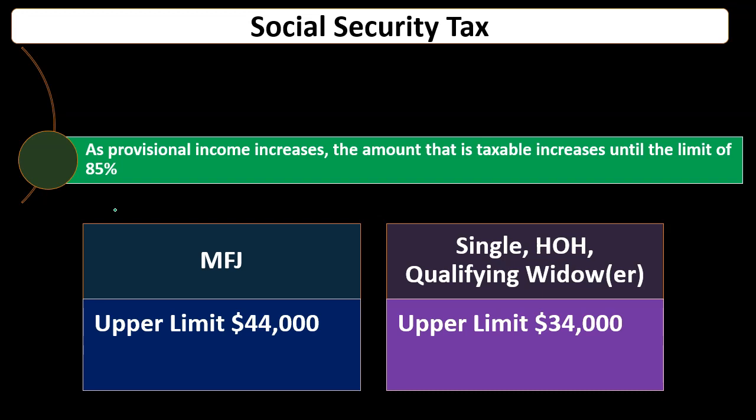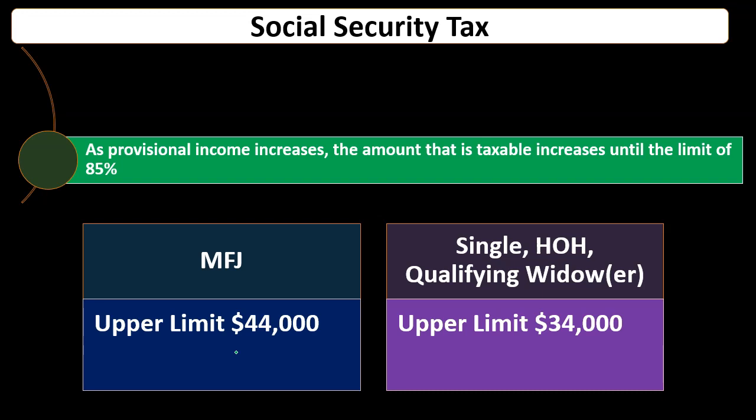Now the limits are pretty low, so if you have someone that's making a decent amount of income, it'll typically mean that you'll be including in income 85% of the Social Security benefits, which will then be applied to your ordinary income tax rates. The married filing joint is at $44,000, so anything above $44,000 is taxed at the 85%.